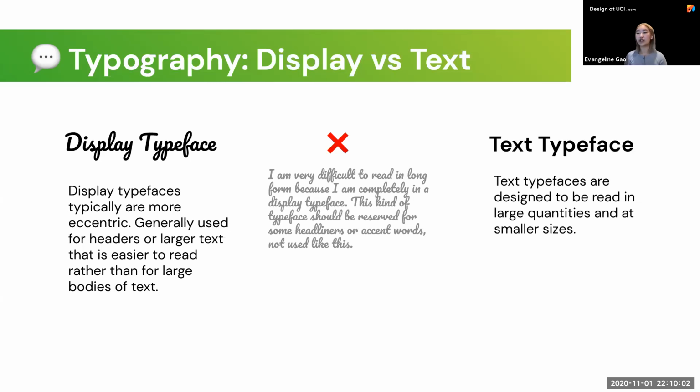The reason you have different types of typefaces is because display typefaces are generally used for headers or larger text or anything that's a little bit easier to read. And they're not really suitable for large bodies of text simply because they're not very easy to comprehend. Whereas text typefaces are designed to be easily read. And there are certain types of typefaces that are definitely more easily readable than others. So definitely consider that when you're selecting text for your project.